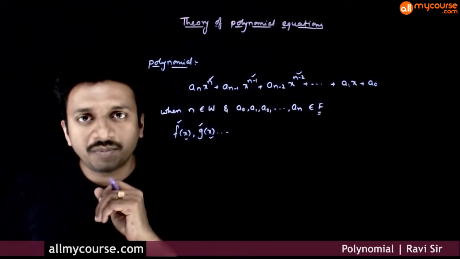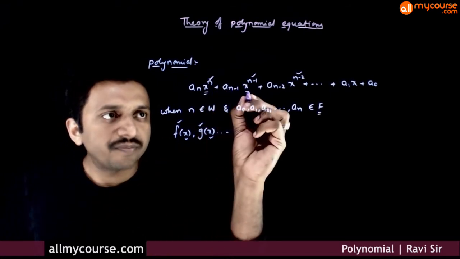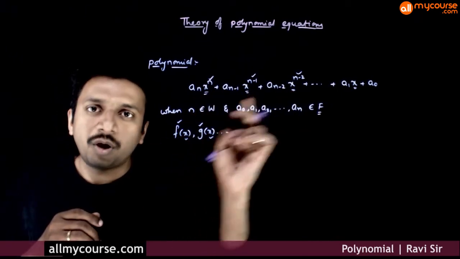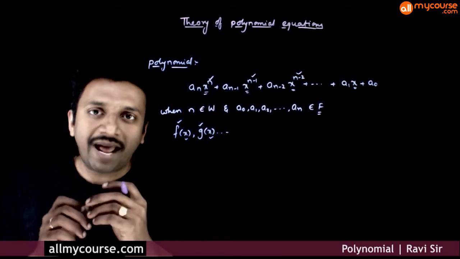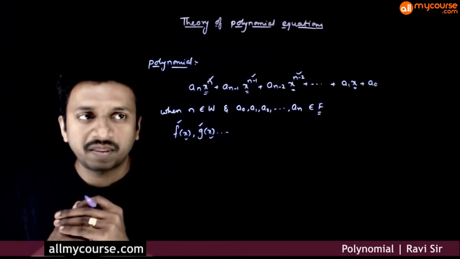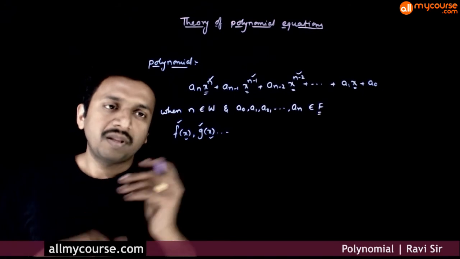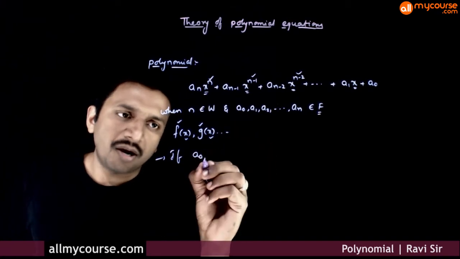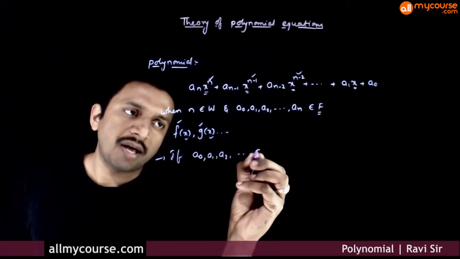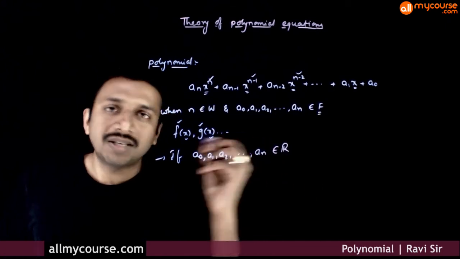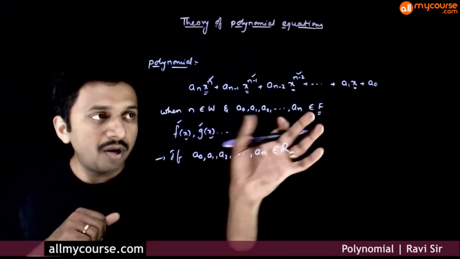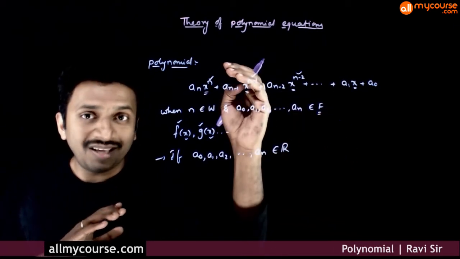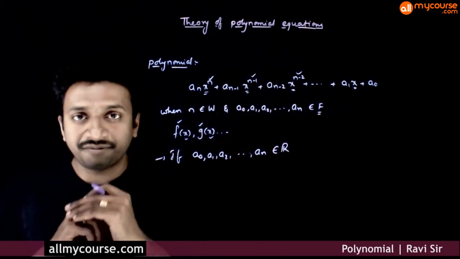The important thing that you need to observe is that the powers of x that are there in a polynomial are always whole numbers. You cannot have fractional powers of x. Next, the numbers a_0, a_1, a_2, and so on up to a_n can belong to any number set F, and the polynomial is defined on that set F.